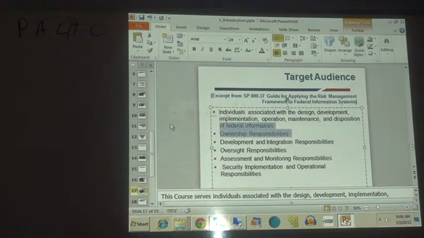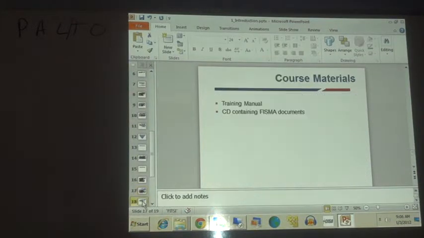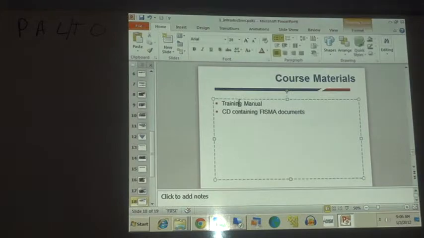So I'm going to get you as fluent with this as humanly possible. You're going to have your training manual. I'll give you a CD. I didn't put it in your binder, but I'll give you a CD with all your federal documents on it. Basically anything you would need for this course in terms of references, but I want you to find them yourself.